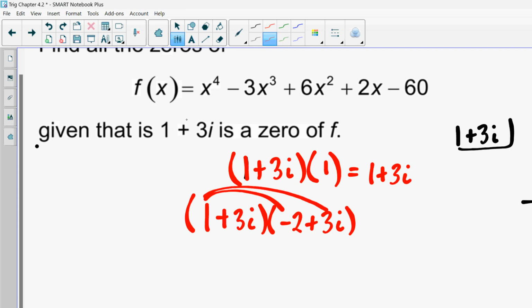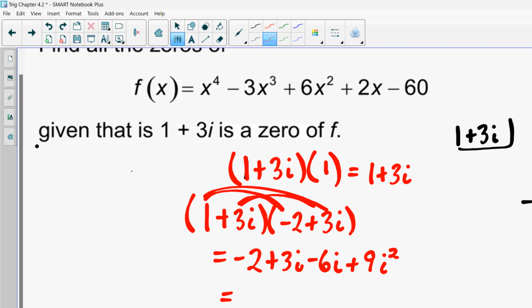We would distribute the 1. 1 times negative 2 is negative 2. 1 times 3i is plus 3i. 3i times negative 2 is negative 6i. And 3i times 3i would be plus 9i squared. Well, the i squared is going to turn this from positive 9 to negative 9. Negative 2 minus negative 9 would be negative 11. 3i minus 6i is negative 3i.